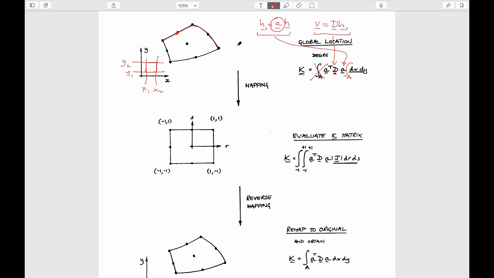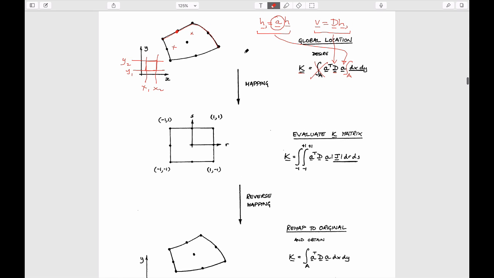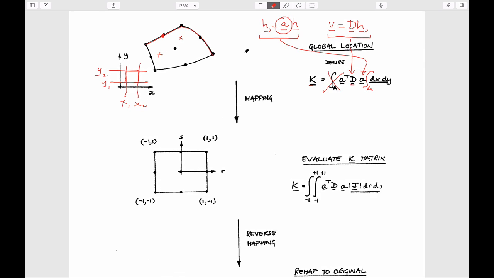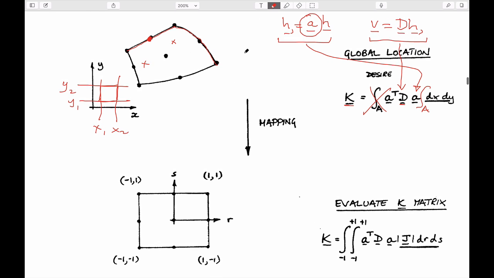So for two reasons. One is because the limits are no longer simple, as we would like in this case. And secondly, the magnitudes of the A matrix probably aren't constant with location. So if you calculate what the A matrix is at this point for any term, and you calculate what it is at this point, they won't be the same. And so that's the reason that we want to use these isoparametric elements.